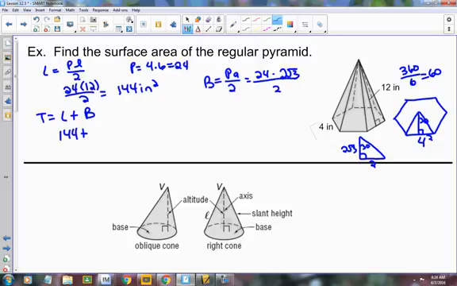Divided by 2. Now, my 2's are going to cancel, and so I end up with 24 radical 3 for the area of my base. So I come over and add that to the lateral. So it's 144 plus 24 radical 3, and that's 185.6 inches squared.